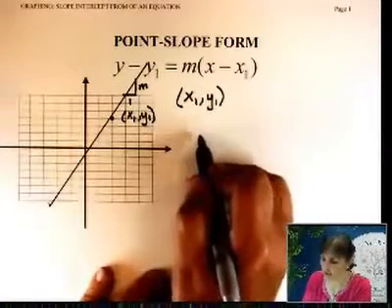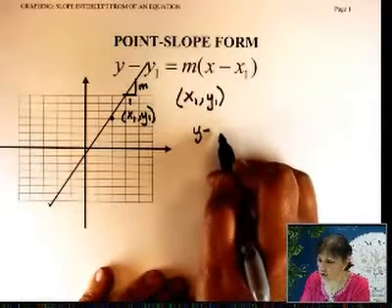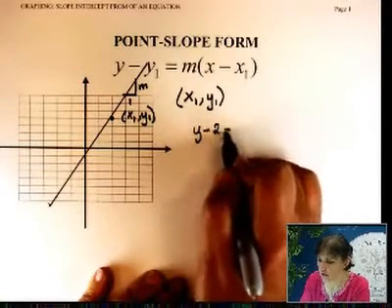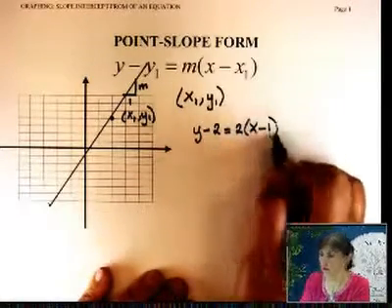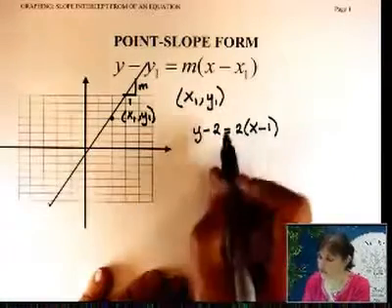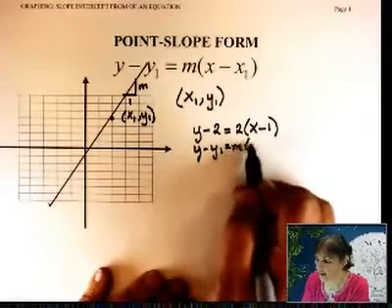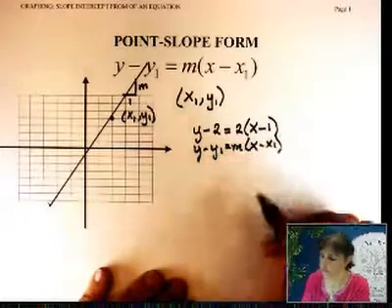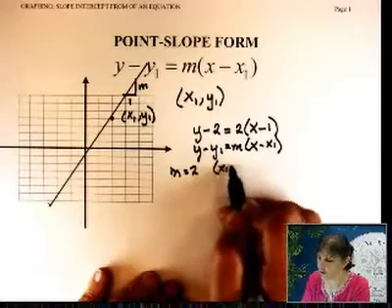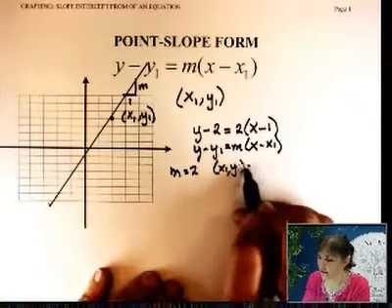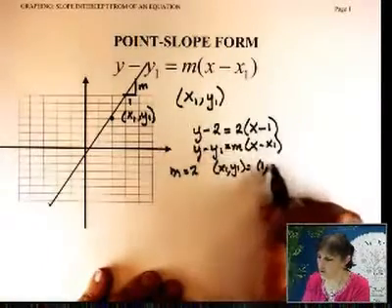Let's do an example. y minus 2 equals 2 times x minus 1. What you need to do is, first, you need to line them up. y minus y1, m, x minus x1. m is 2, and x1, y1 is simply, x1 is 1, and y1 is 2.